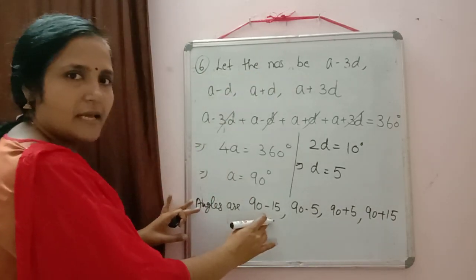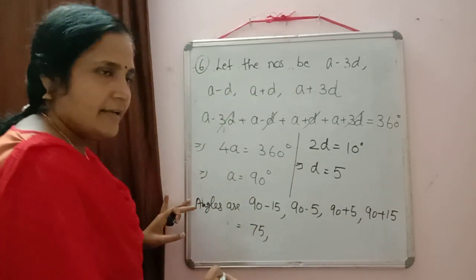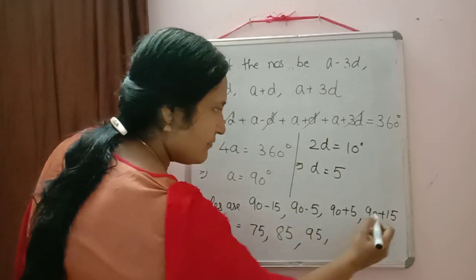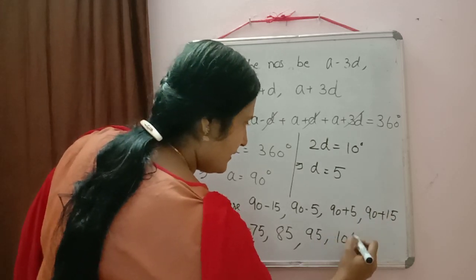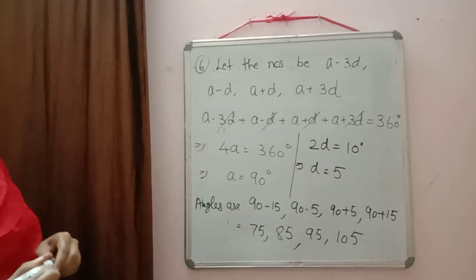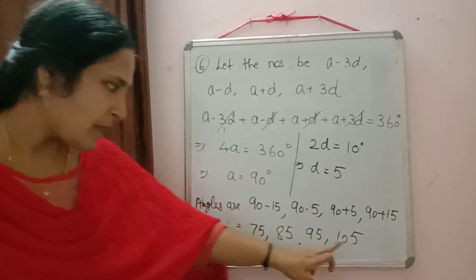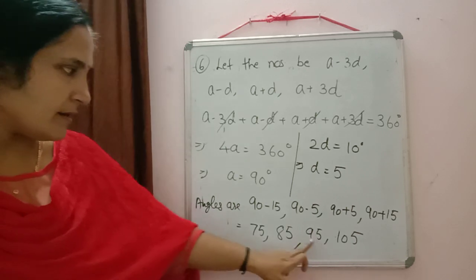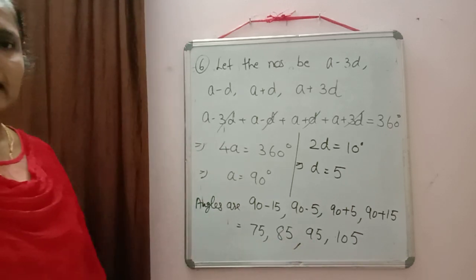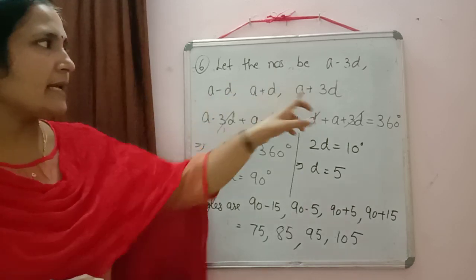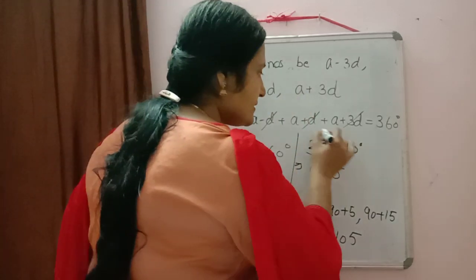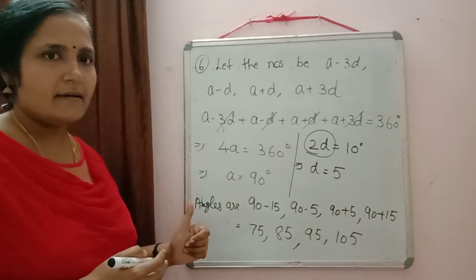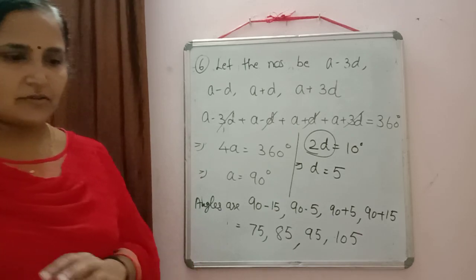90 minus 15 will be equal to 75. Then 95, 90 plus 10, 105. You can check their sum also: 105 plus 75 will be equal to 180. And here also the sum will come equal to 360 degrees. So remember, when we are taking the numbers in this way, our common difference is 2D, not D. Clear? Yes. So moving on to the next question.